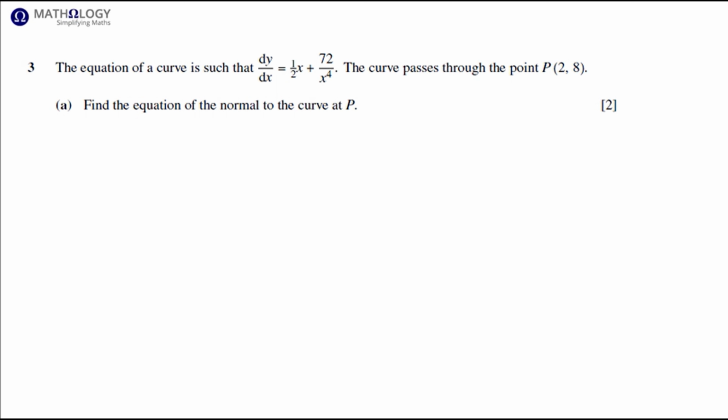The equation of a curve is such that dy dx equals a half x plus 72 divided by x to the power of 4. The curve passes through the point P(2, 8). We are required to find the equation of the normal to the curve at P.